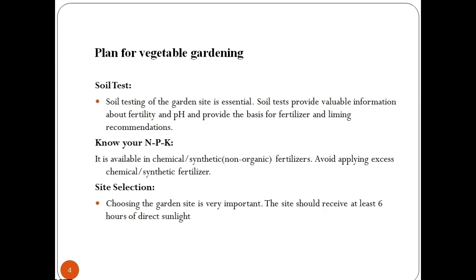Do not forget to add organic matter to your soil. It improves structure, slowly releases nutrients, and increases beneficial microbial activity. Next is know your NPK. Plants' primary nutrients are nitrogen, phosphorus, and potassium. These are available in chemical or synthetic fertilizers.